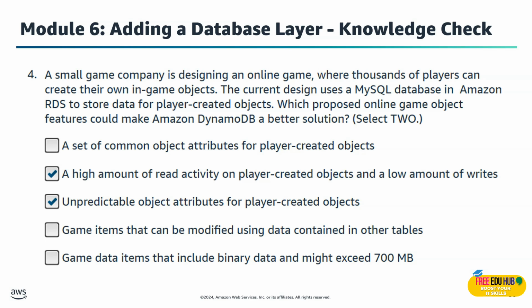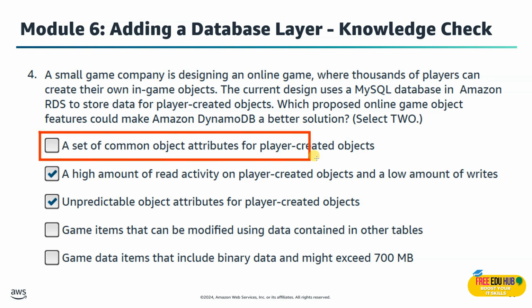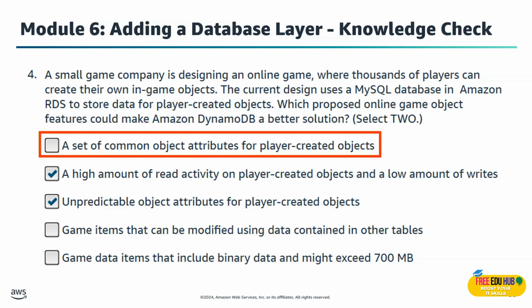Now let's go through the wrong answers. We are not selecting the first option, a set of common object attributes for player created objects. The reason is that the attributes are uniform and relational queries are needed. Staying with RDS can be fine.